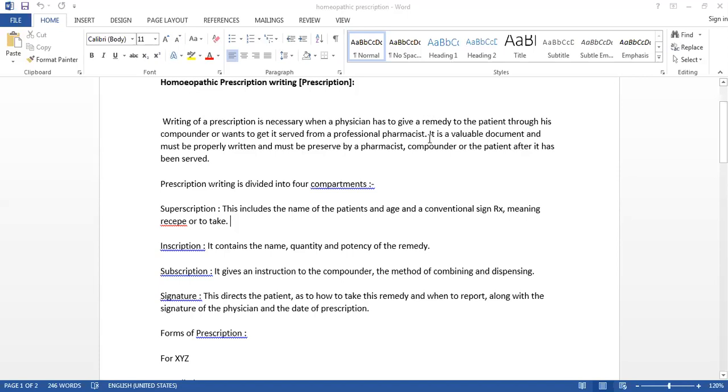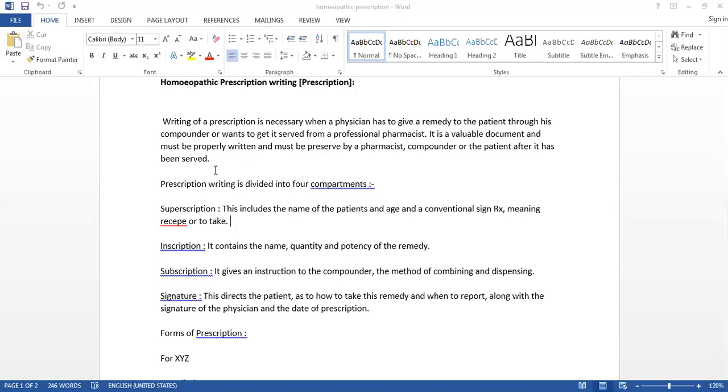Generally, we keep all the drugs with us in the OPD. But if some drugs are not available, or if you want to prescribe certain external applications, mother tincture or LM potency, then in that case we write the prescription. It is a valuable document and it must be properly written and must be preserved by a pharmacist, compounder, or the patient after it has been served. Hence, this prescription is important.